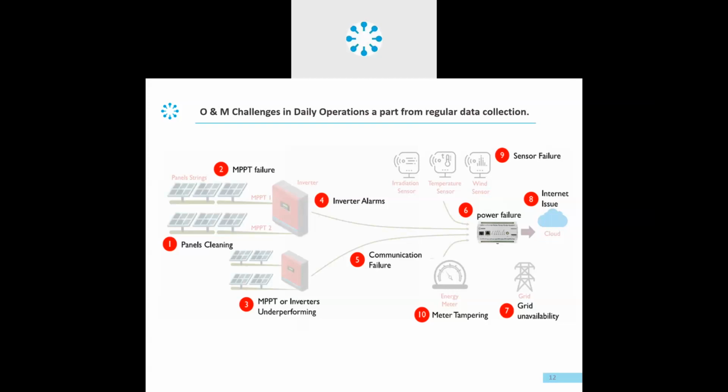The second issue could be MPPT failure, or MPPTs and inverters underperforming, or inverter related statuses, fault codes or alarms, or communication failures between inverters and field devices to the data logger, or sensor related concerns, or weather related concerns, or grid unavailability. Sometimes when you don't get the data on the web servers, there are mainly two issues. Either the network is not there at the site for the data logger to transmit, or the grid is not there for the data logger to power on.